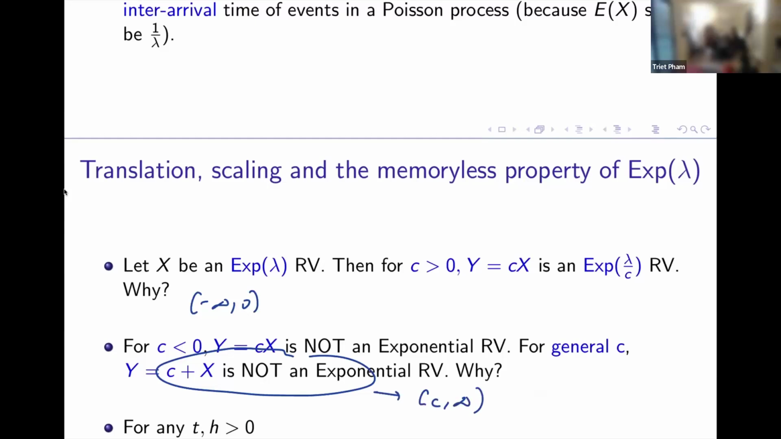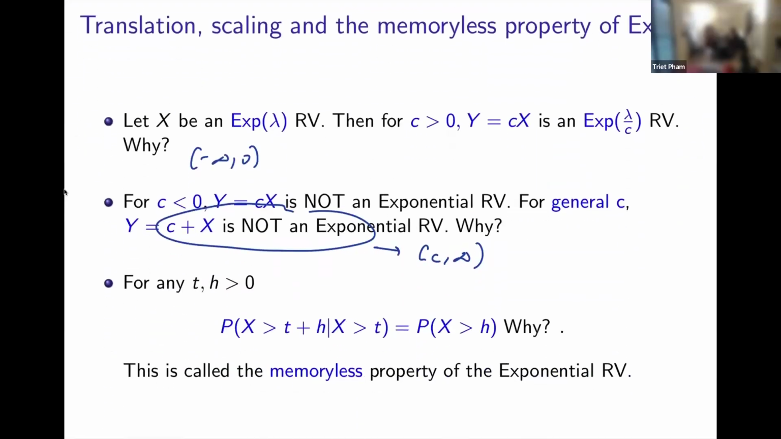Does that make sense? So in either way, the shape of the density still looks like an exponential, but you have changed the support. So you cannot properly call it a classical exponential. All right, so those are the nuances you have to pay attention to. But let's talk about the memoryless property properly.